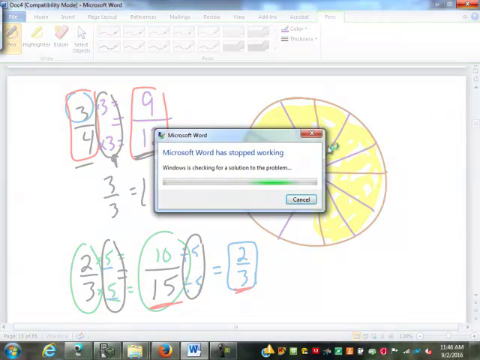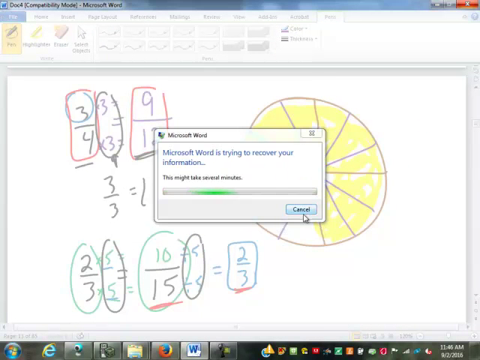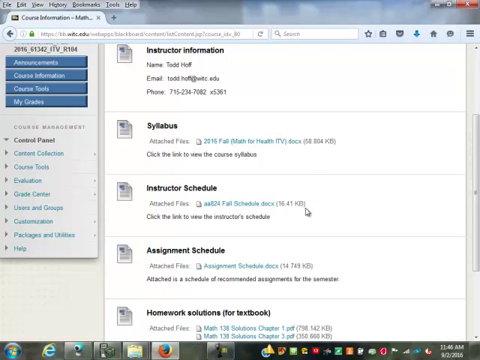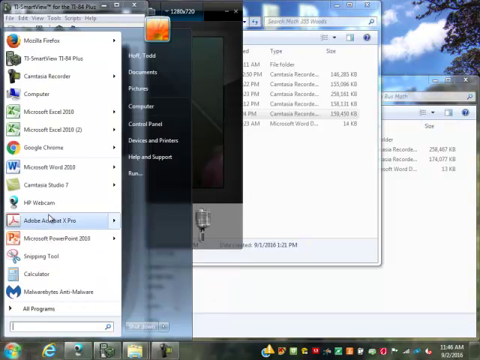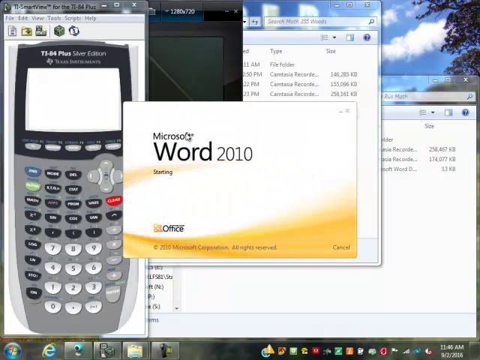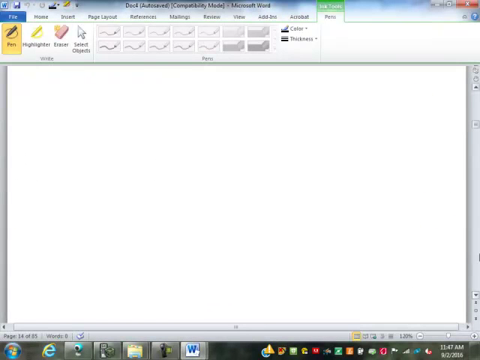Oops, come on. I may have just lost Word here for a second. Give me just a second, I'll restart Word. I'll pause the recording so those of you that are looking at the recording don't have to wait. What was the problem again?